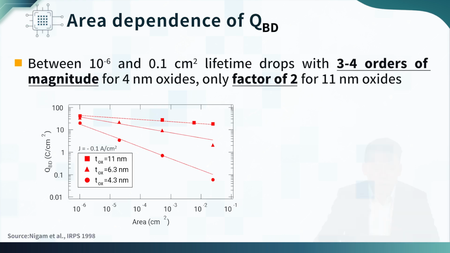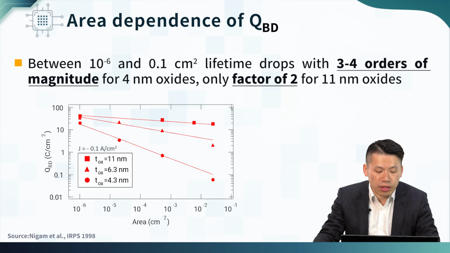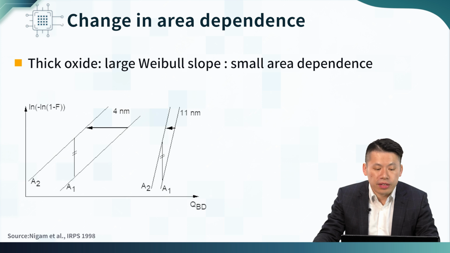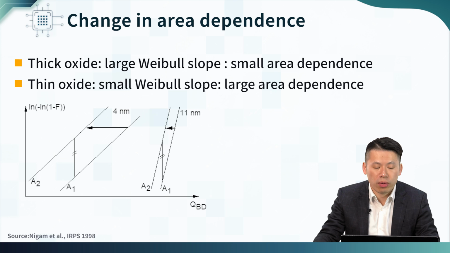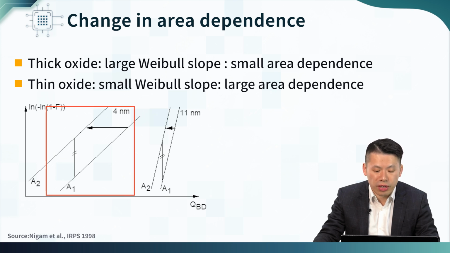And this is the area dependency. The y-axis is QBD and the x-axis is area. With a thick dielectric, around 11 nanometer, we can find that QBD only drops by a factor of 2. But if we have a very thin dielectric, 4.3 nanometer, there is around 3 to 4 orders of magnitude drop. Therefore, for the thick oxide, we have a large Weibull slope but small area dependency, as shown here. But for the thin oxide, we have a small Weibull slope but a large area dependency.